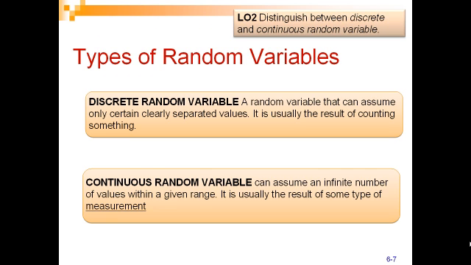Now we will distinguish between discrete and continuous random variables. There are 2 types of random variables. The first one is the discrete random variable. A discrete random variable is a random variable that can assume only certain clearly separated values. It is usually the result of counting something. A continuous random variable can assume an infinite number of values within a given range. It is usually the result of some type of measurement.